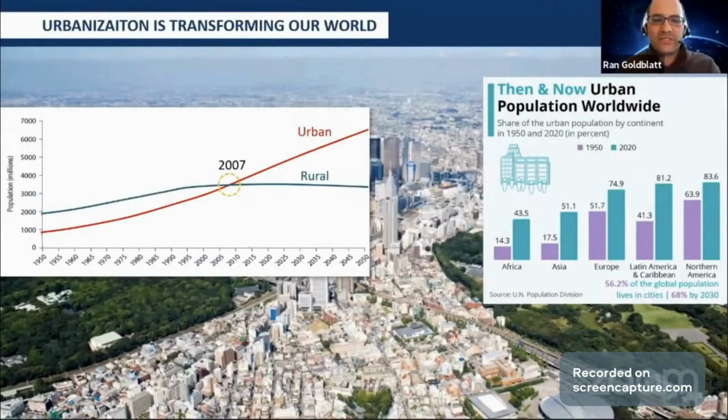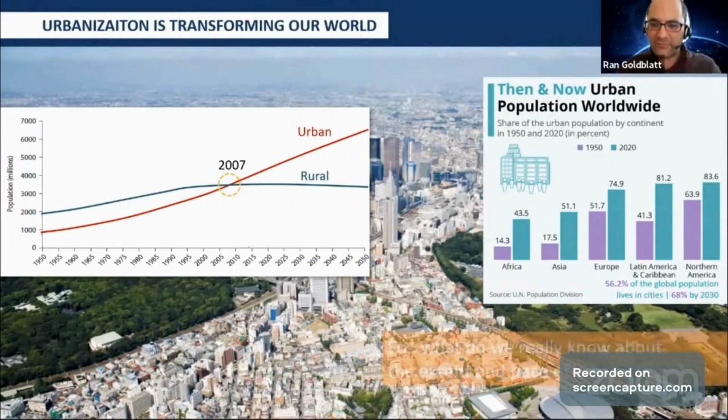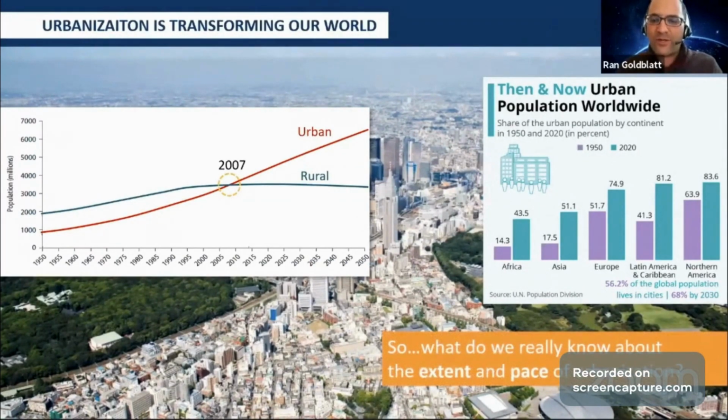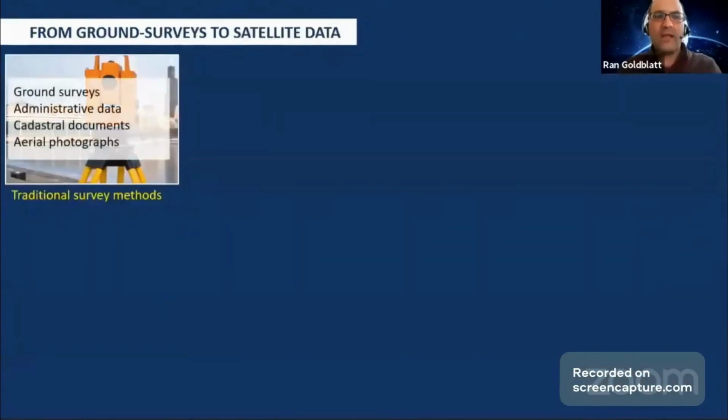So, as you all know, urbanization has been a fundamental trend of the past 2 centuries and the key force that shapes many dimensions in our life. In 2007, for the first time, more people lived in urban areas than in rural areas. Today, 56% of the population lives in cities, and by 2030, it is projected to reach 68%. So the question is, what do we really know about the extent and pace of urbanization? And the answer is that we don't know much. We are still unable to map in real time urbanization processes.